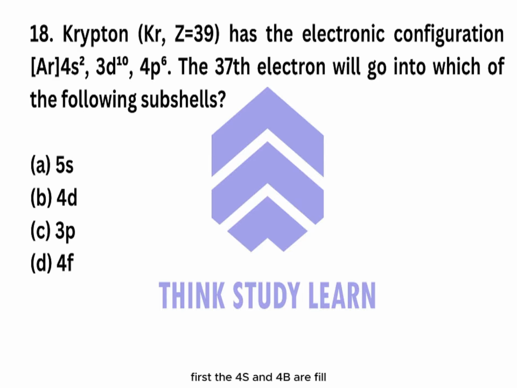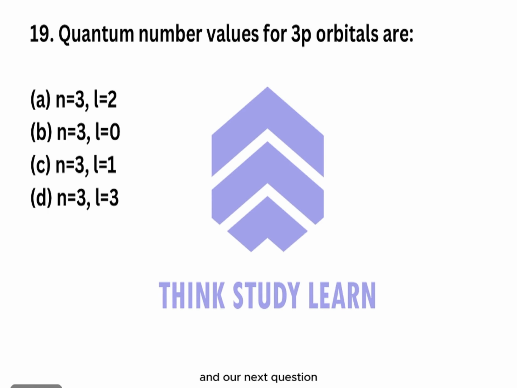First, the 4s and 4p are filled. Then after that, before filling 4d, it will fill 3p. Hence, option C is the correct answer. In our next question, we are given that quantum number values for 3p orbitals are what? They are option C, n is equal to 3 and L is equal to 1.